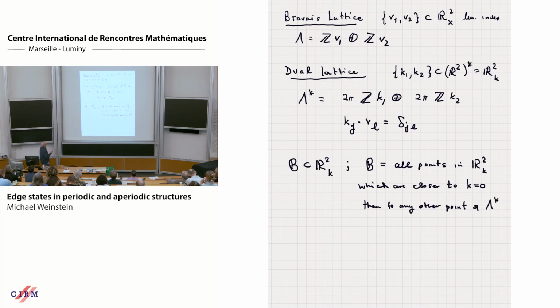Okay, so let's start slowly. We begin with a Bravais lattice. We take two linearly independent vectors in the plane and look at all integer linear combinations of them. The dual lattice, K1 and K2, is in the dual plane, R2K. The dual lattice is given by this direct sum, where Kj dot Vl are delta jl. Then we have the Brillouin zone, which is a fundamental cell in the dual, which consists of all points in the plane which are closer to the origin than to any other point in the dual lattice.